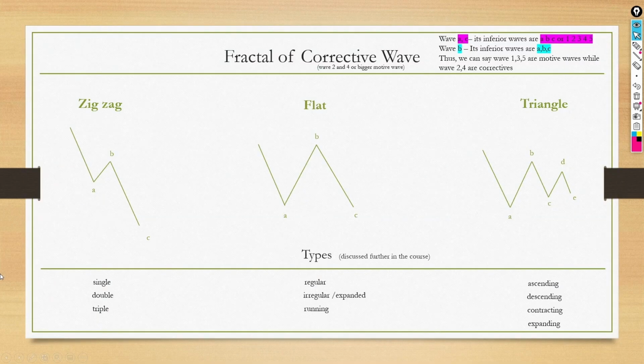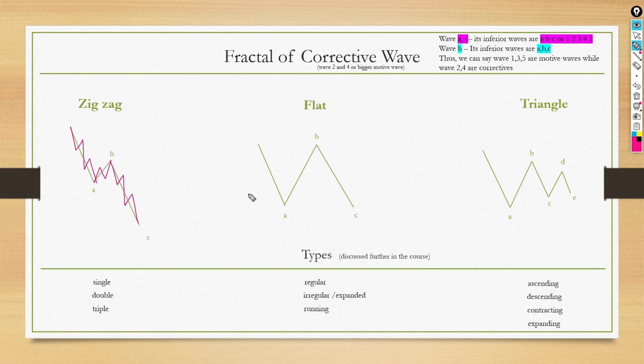Now, the fractal of corrective wave. As I mentioned before, corrective wave is harder to predict the next move, and that is because of its variations and its inferior waves. Let's have a look at zigzag first. Zigzag's A has a lower level of 1, 2, 3, 4, and 5. B of A, B, C, and C has 1, 2, 3, 4, 5.